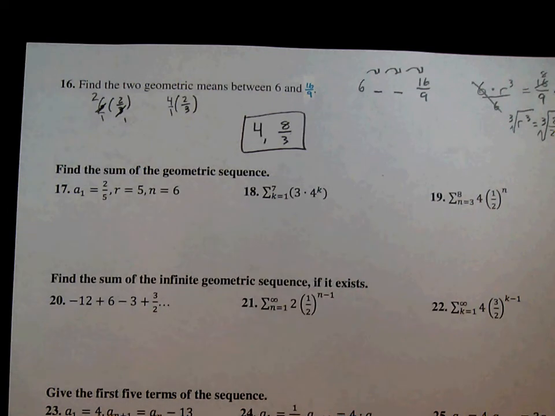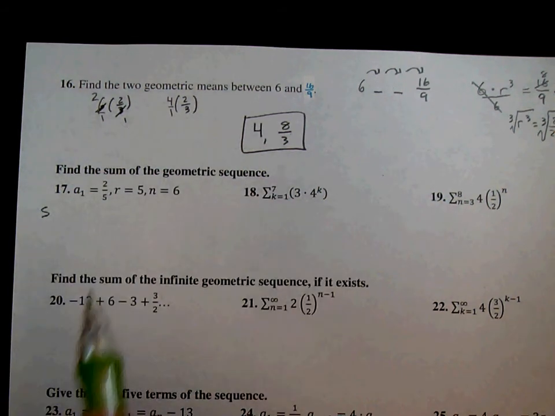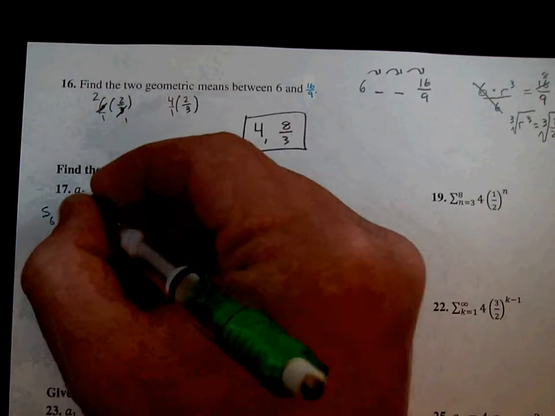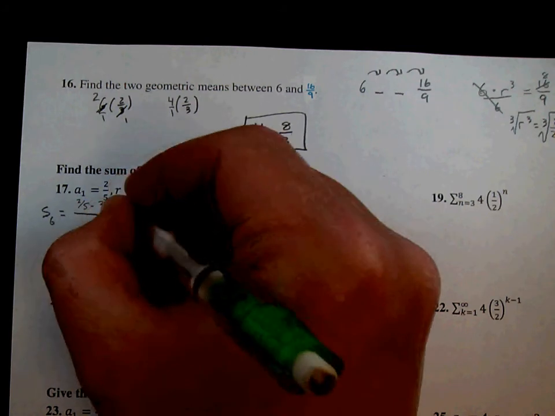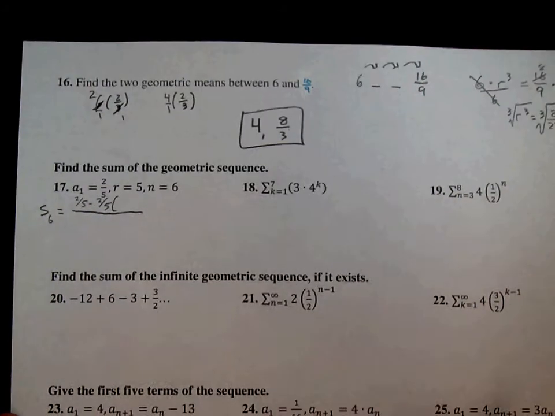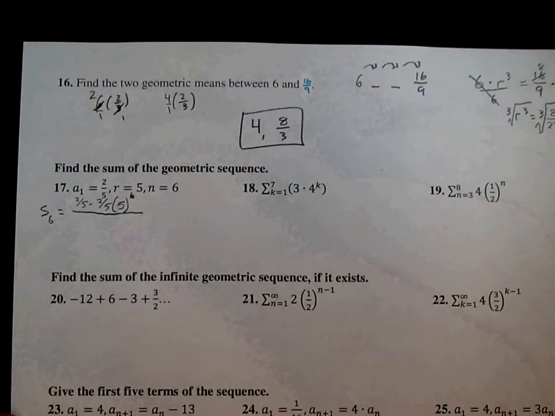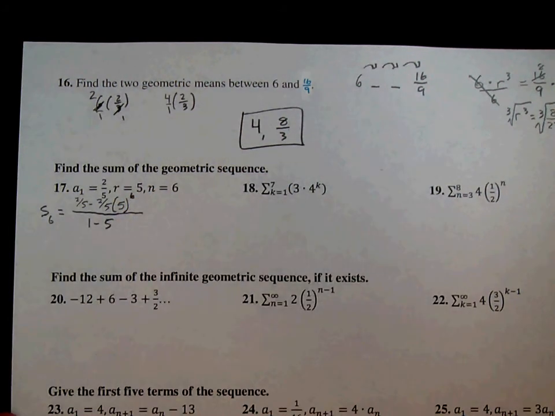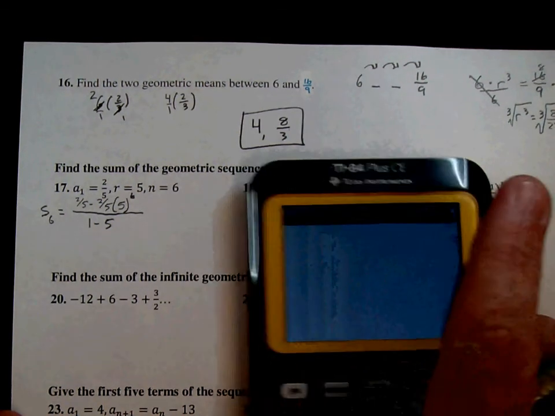Okay, now we switch gears and do sums. It's still geometric, but we're doing sums now, so we use the sum formula. So the sum of these 6 terms, a 6, it's our first term, 2/5, minus the first term again, times r, which is 5, to the power of 6, over 1 minus r, which is 5. I'll show you as I type this in the calculator. I want to make sure you get it entered into the calculator correctly. So it's pretty key to this problem.